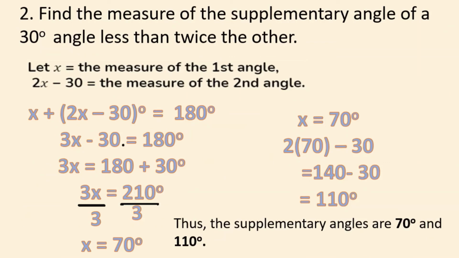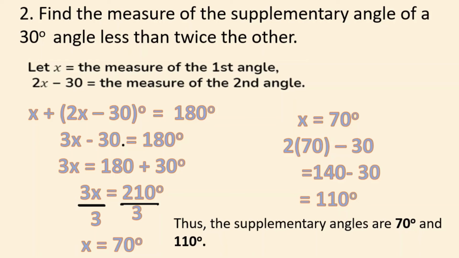Number 2, find the measure of the supplementary angle of a 30-degree angle less than twice the other. So for our representation, we let x be the measure of the first angle. Then 2x minus 30 is the measure of the second angle. Then our equation will be x plus the quantity 2x minus 30 degrees is equal to 180 degrees. Why 180 degrees? Because the two angles are supplementary. Then using the addition property of equality or transposition method again, the value of x is 70 degrees.